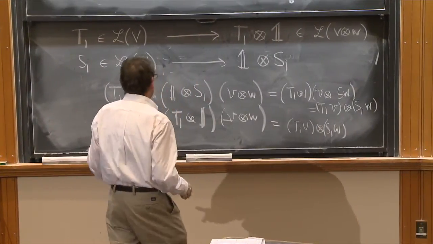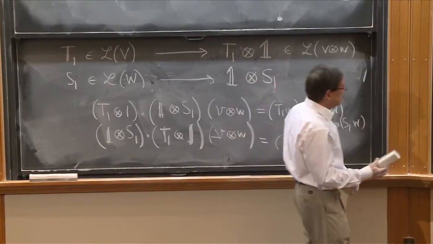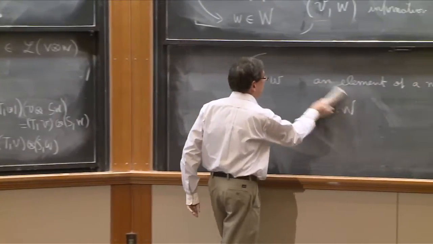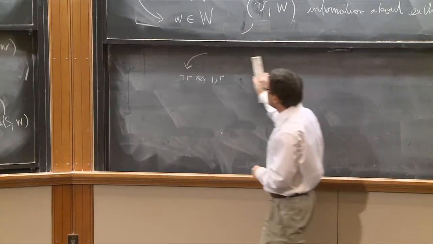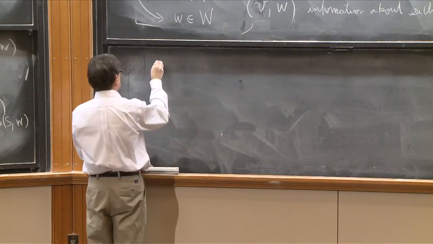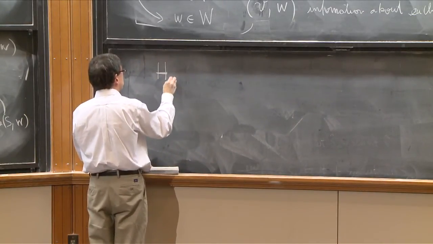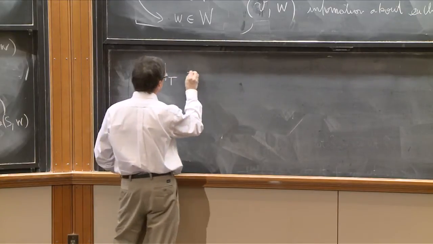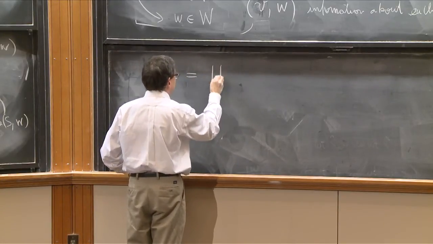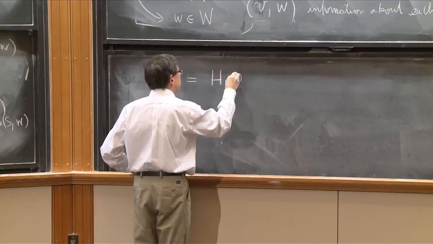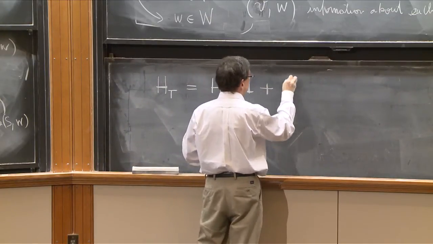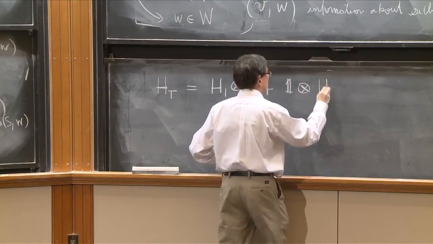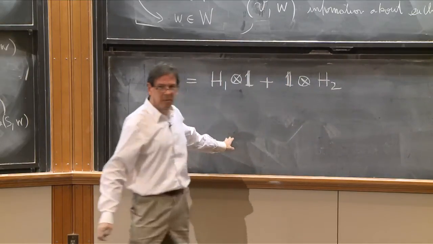So what is a good example of this is when you try to write the Hamiltonian of the whole system, H total. You would say, oh, it's the Hamiltonian of the first system, tensor 1, plus 1 tensor the Hamiltonian of the second system.